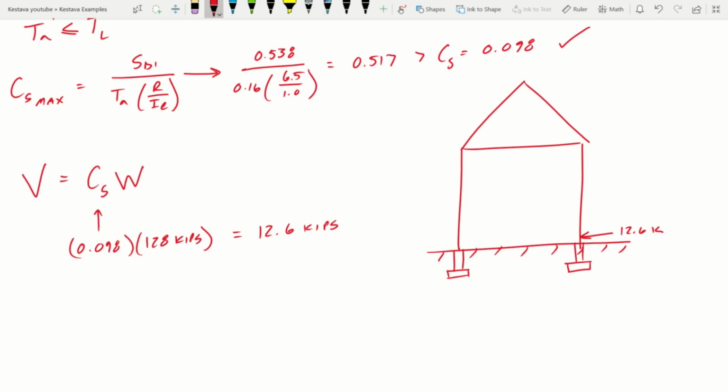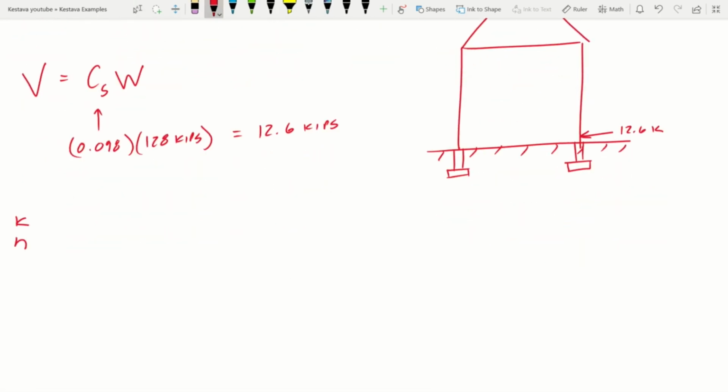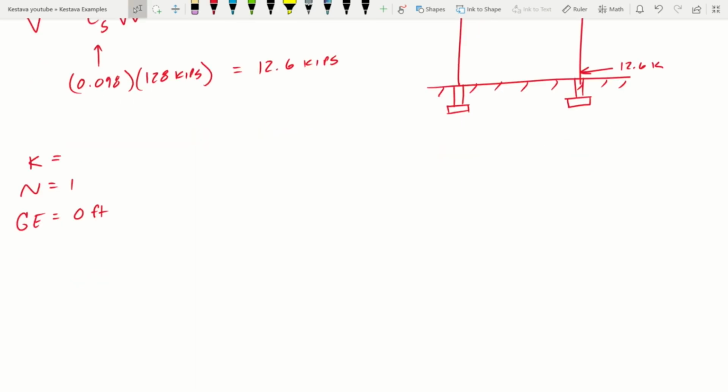Next, what we need to do is find our vertical distribution of lateral forces. What we're going to need next is K. N we know is 1 for number of stories. GE, which is actually our ground elevation. Ground elevation in this case, it's pretty much sea level, so we're going to say 0 feet. And K is pretty much the last coefficient that we're going to need to find. So let's go dive into the code that can be found there.